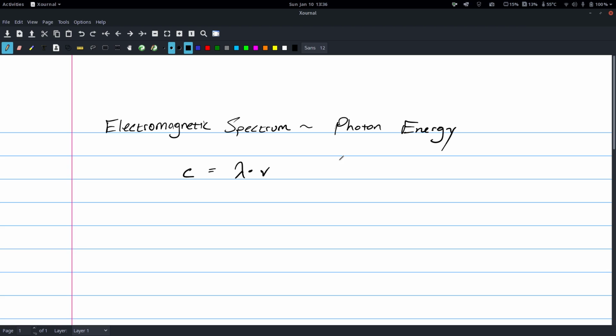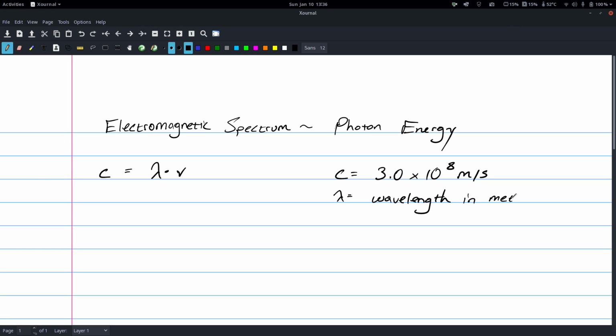So I'm going to write down over here some stuff that we need to know. So c equals 3.0 times 10 to the 8 meters per second. Lambda equals your wavelength in meters. And v equals your frequency in hertz. So this one's going to be m, and this will be seconds to the negative 1 power. All right.